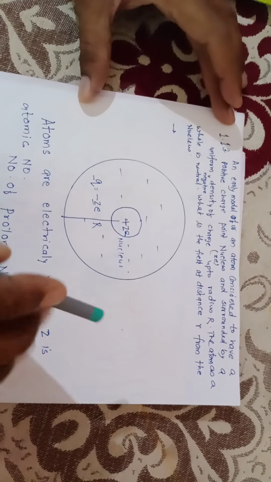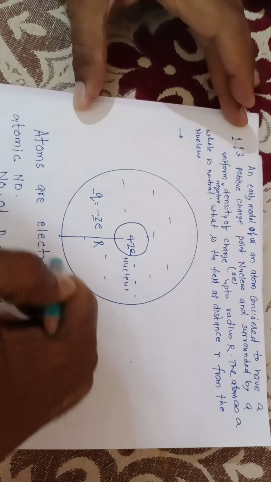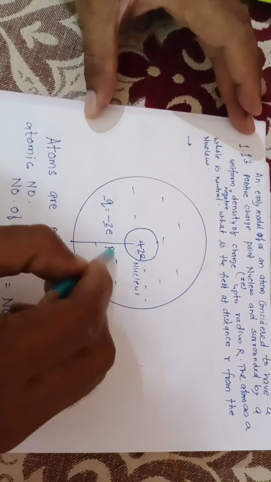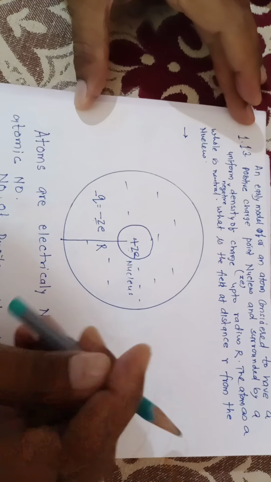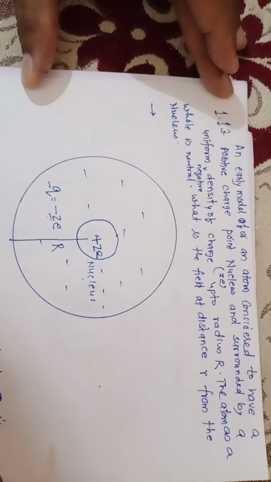This is an early model of the atom. Nowadays we know that electrons move around the nucleus, but in the early model like this, Ze is here and then the negative charge is here. The radius of the atom is r and we have to calculate the electric field here.